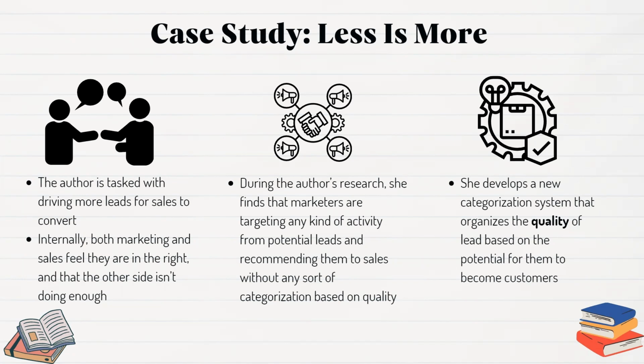And that can be a problem because that can result in a lot of poor leads being put onto the sales team, and then they have to sift through those repeatedly, and that can make their job a much bigger headache and take a lot longer. So when she noticed this, she decided the solution would be to develop a new categorization system that would organize the leads by their quality and potential for the sales team to use.